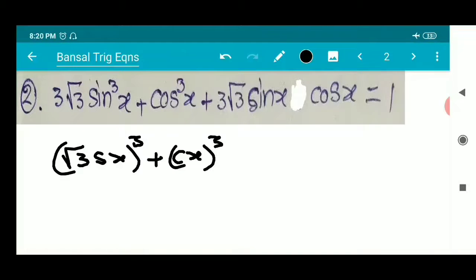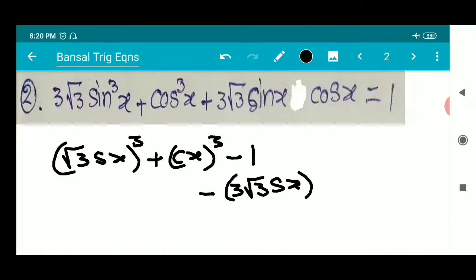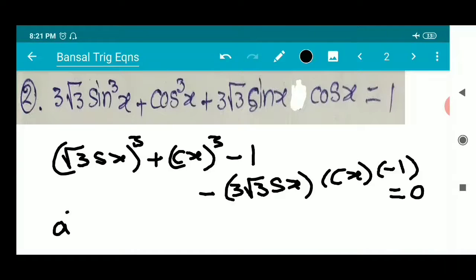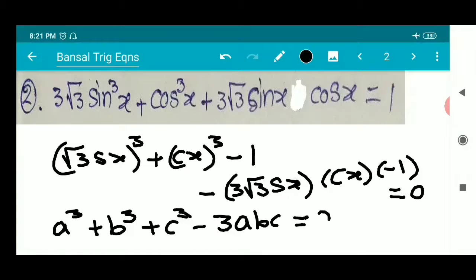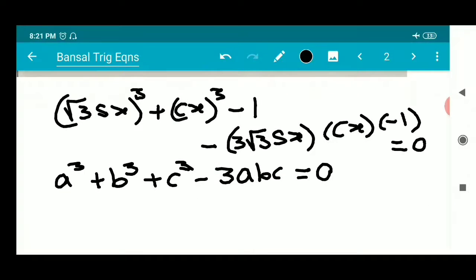Okay, and that 1 I am taking to the LHS side, that is minus 1, and plus 3 root 3 sin x cos x I am writing like this, minus 3 root 3 sin x into cos x into minus 1. So minus minus will be plus, there is no change. So it is like a cube plus b cube plus c cube minus 3abc equals 0. So it is possible when a plus b plus c is 0, that is root 3 sin x plus cos x should be equal to 1.